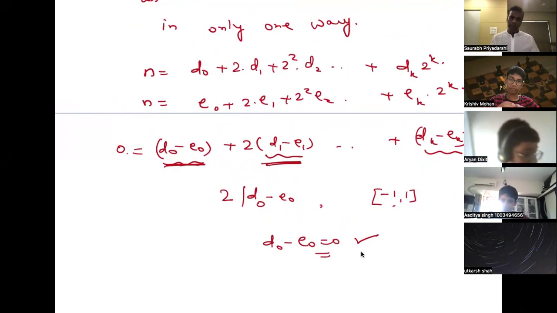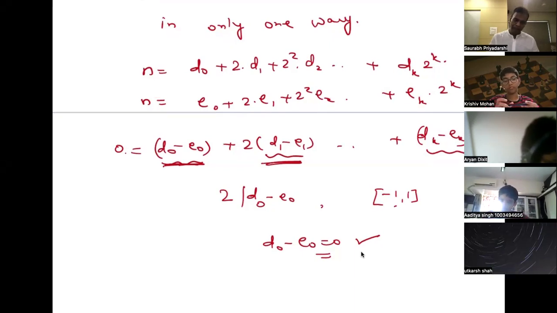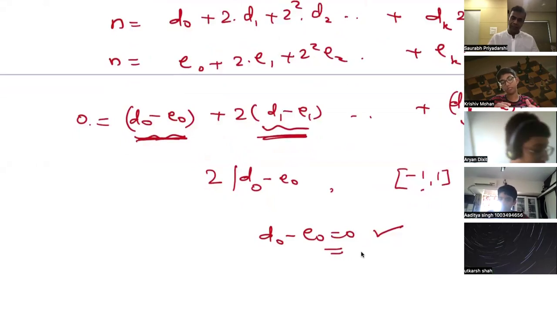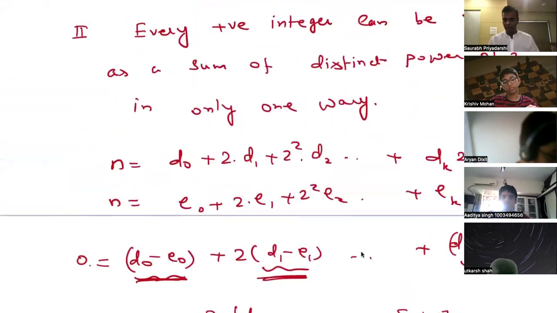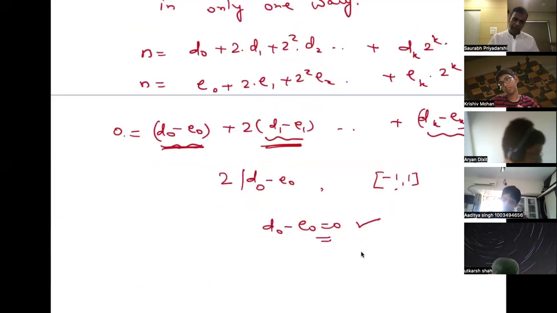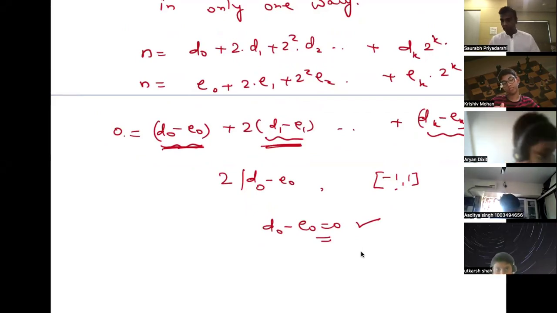So any integer I can write in only one way, right? Then this is known as the binary system. When we are saying that we have to represent as divisible by 2, 4, right? This you have to understand. It's not only for binary.